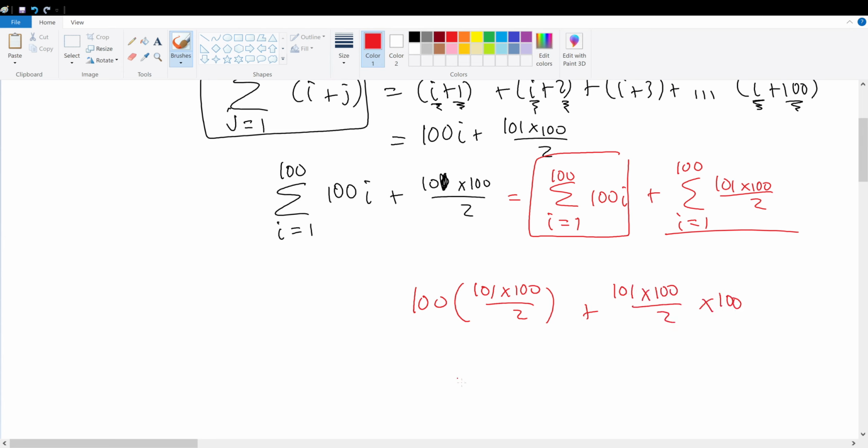So what do we get? Well, we can factor out the 100, right? If we factor out the 100, we get this term plus this term, which is just 2 times that term, which is the same thing as 101 times 100. So we have 101, 0, 0, 0, 0.